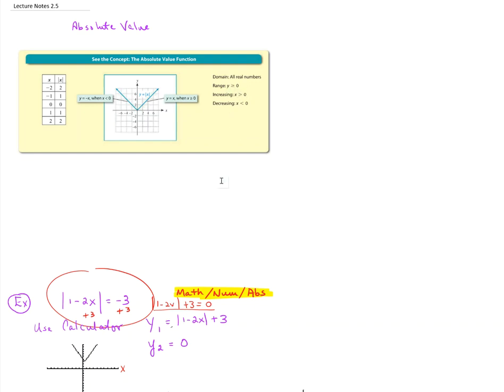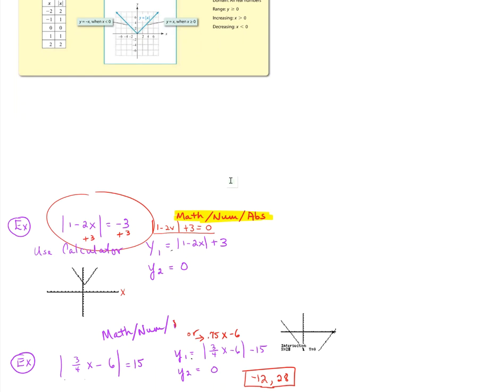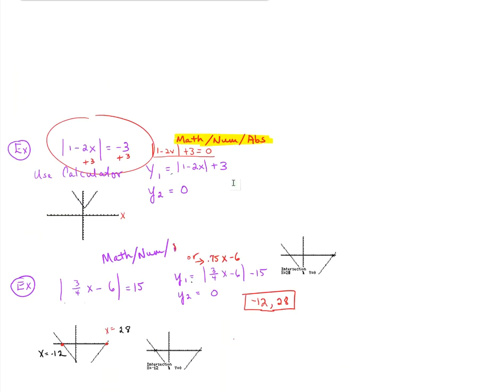So if we were going to solve these, we're going to be doing them with a calculator. So in your calculator, you would go to y1 and you would put the absolute value of 1 minus 2x. And then we're going to always have it be equal to 0. So we'll have brought this 3 over, so you can see that here. And so then you have a +3. y2 is always going to be 0.